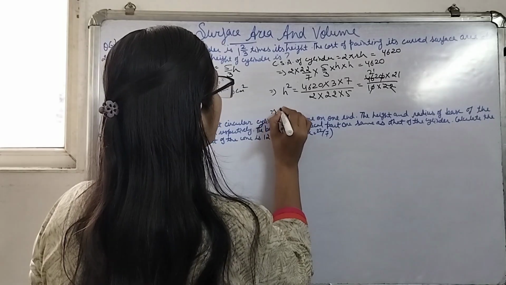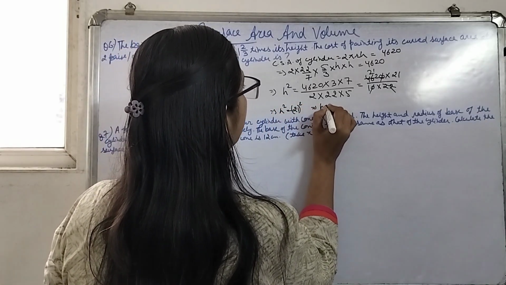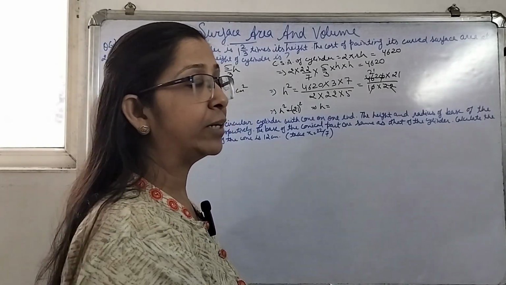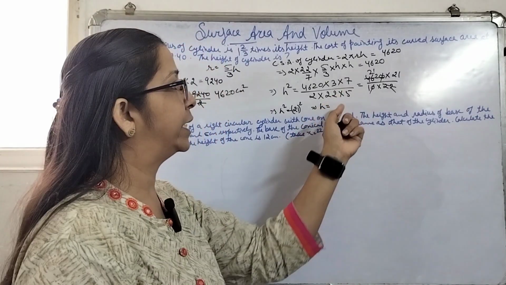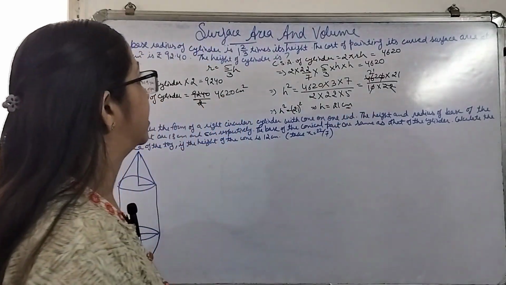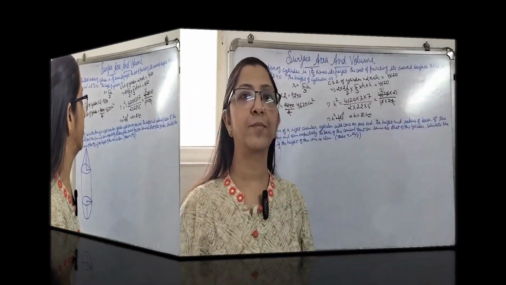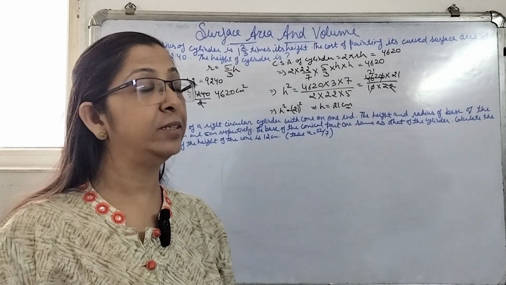If h square is 21 square, we can say that the value of h will be either plus minus 21, but obviously height cannot be negative. So we will be taking height as 21 centimeter. So the height of the cylinder will be 21 centimeter. Now let's see the next question.